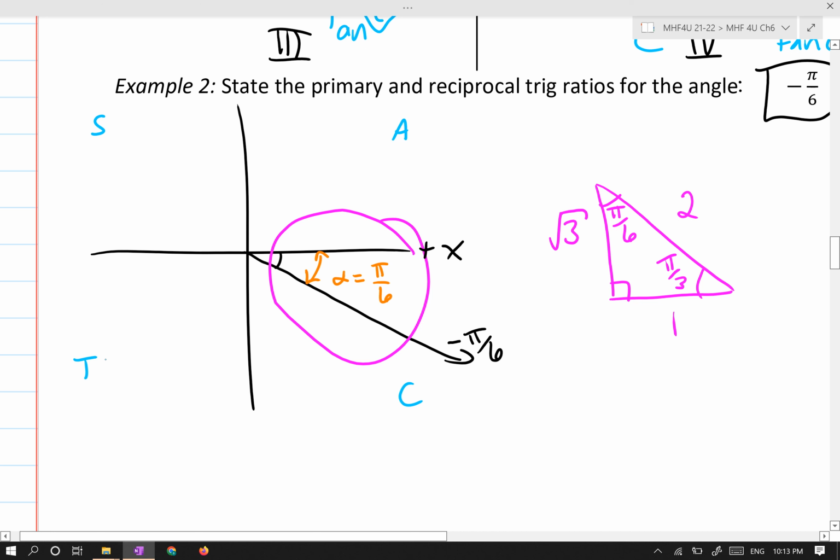So I'm going to look here and I'm going to say, okay, my terminal arm, where does it lie? It lies in quadrant 4. So in quadrant 4, then my cosine ratio is positive. All of my other ratios are going to be negative.